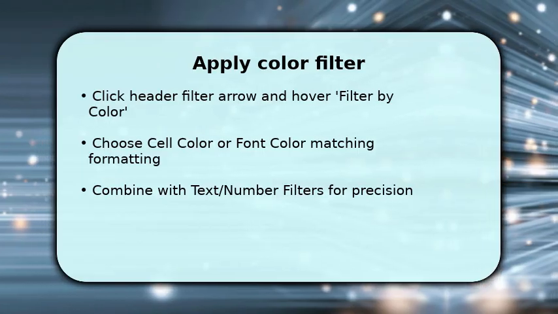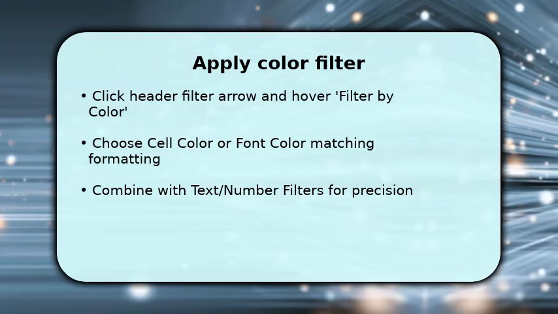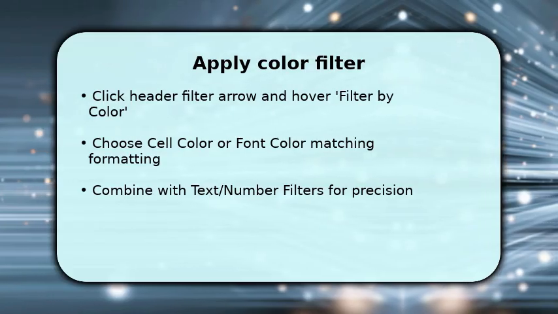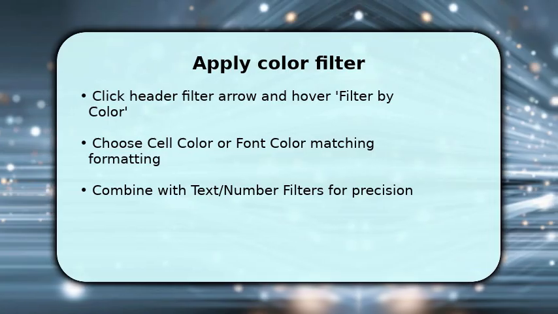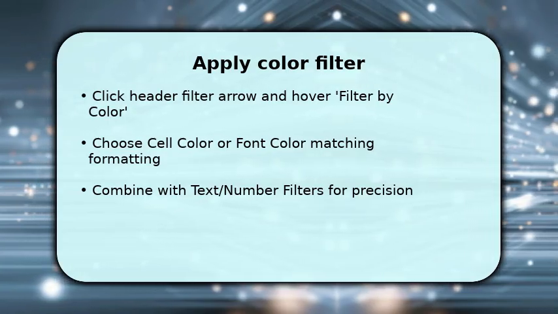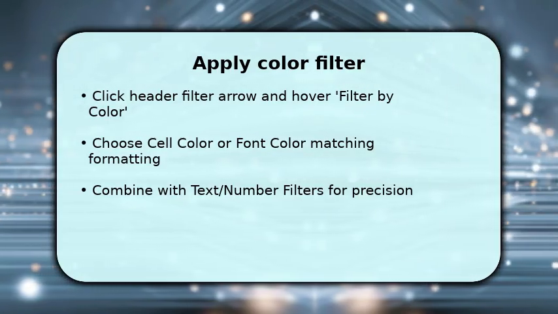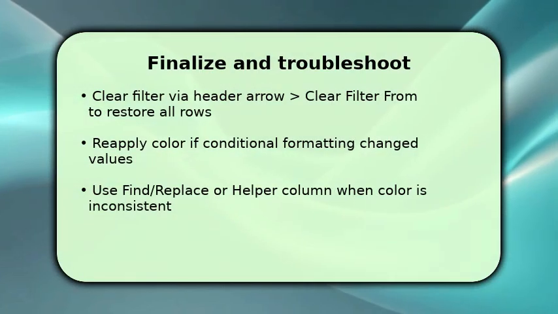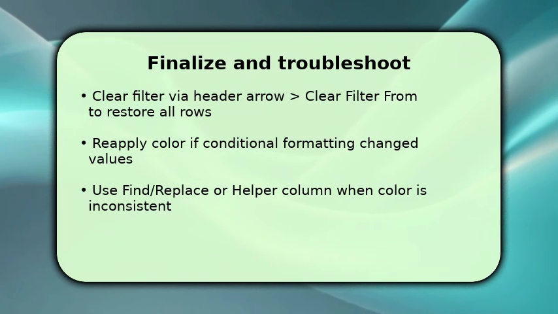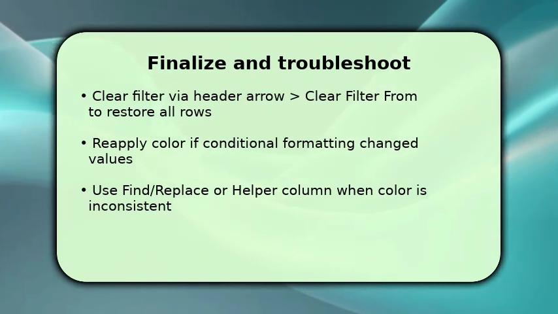Make sure to combine color filtering with text or number filters if you need finer control, using AND or OR logic. Doing this reduces the dataset visually so you can focus on colored entries only. You finish by reviewing the filtered results and copying or analyzing as needed. To restore all rows, click the header arrow and choose Clear Filter from.